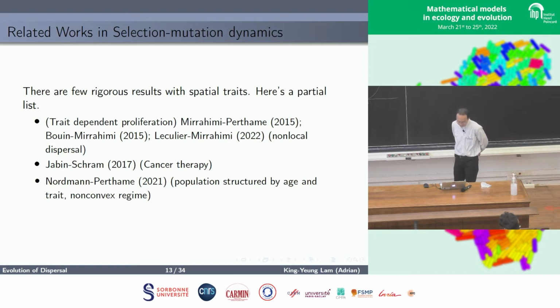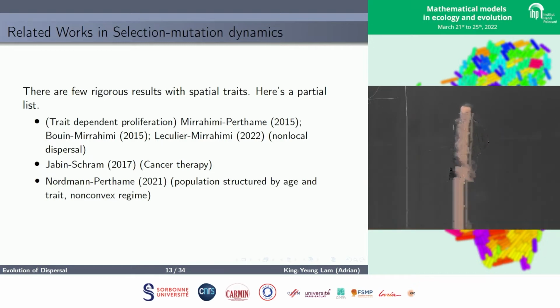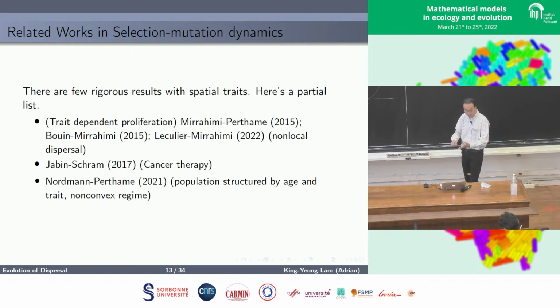Okay, so in contrast to the selection mutation model without space, there are fewer results when spatial structure is included. This is a partial list: spatial structure with trait-dependent proliferation. There is work by Mirrahimi and collaborators. Our method, which we are going to present here, has more connection with the latter two papers.